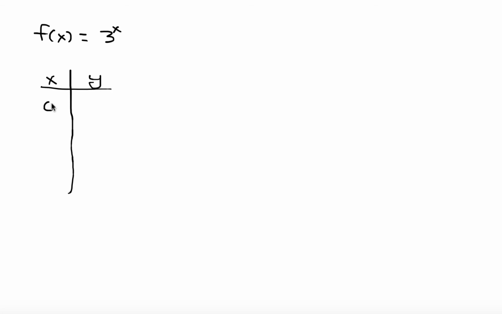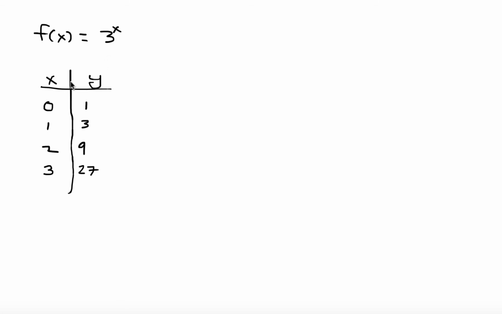So what happens when you plug in 0 here? Well, we get 3 to the 0 power, and anything to the 0 power is just 1. When you plug in a 1, we get 3 to the first power, which is 3. When you plug in 2, you get 3 to the second power, which is 9. And I guess we'll do one more. 3 to the third power is 3 times 3 times 3, which is 27. So you notice the y values get larger and larger. They get exponentially larger. That's why it's called an exponential function.